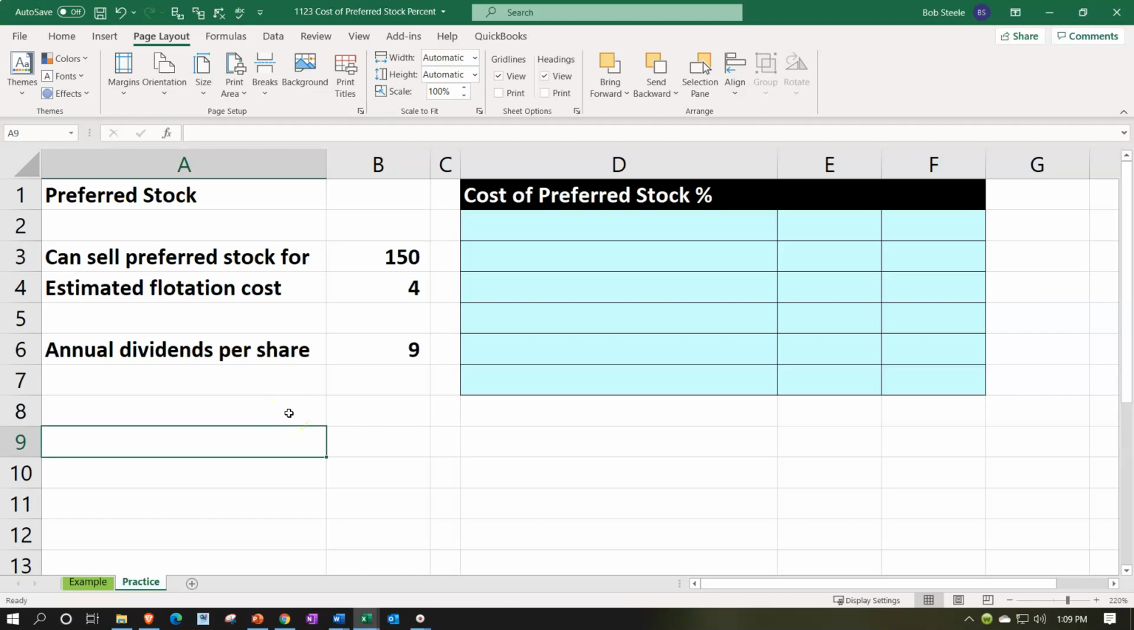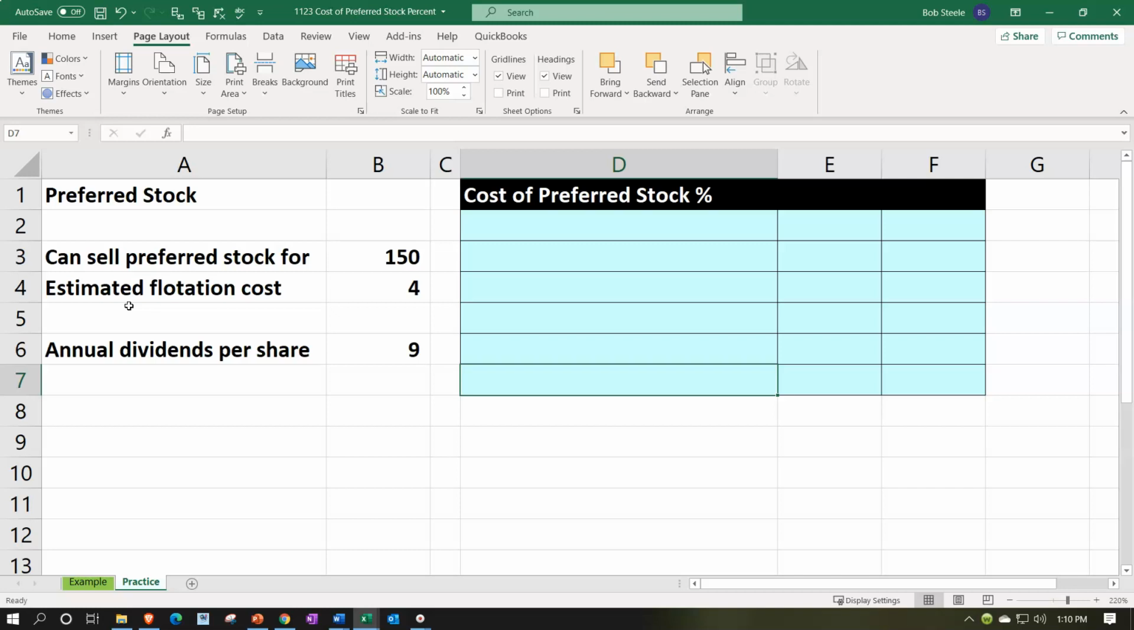Here we are in our Excel worksheet. If you have access to the Excel worksheet and would like to follow along, note that we are in the practice tab as opposed to the example tab, the example tab, in essence, being an answer key. We have the information on the left-hand side. We're going to populate that into the blue area on the right-hand side.